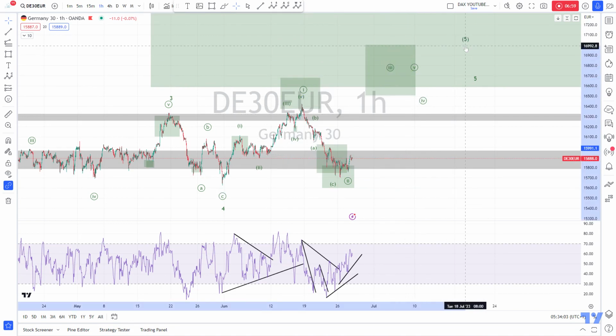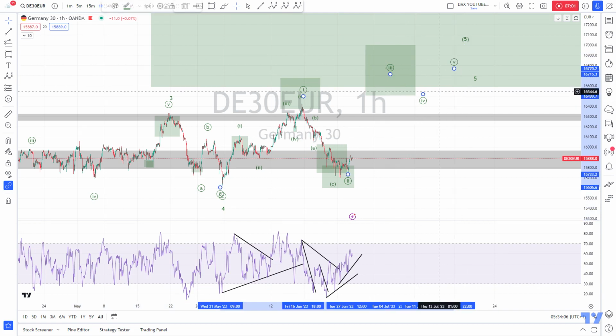From there we have to wait for more data in order to define a wave 4 and a wave 5. It's even still a bit early to define this area here. We are not completely out of the woods here.